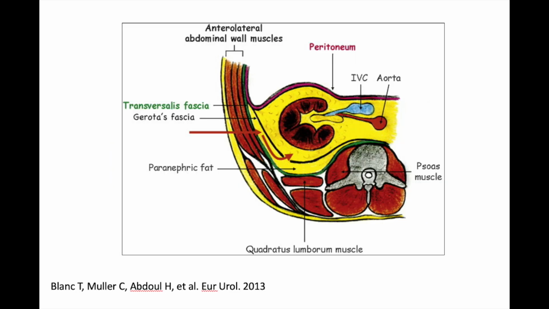Now the biggest question is how to access the retroperitoneal space. The best reference article which you can get is from the El Ghoneimi group from France, which was published in European Urology in 2013. So to access the retroperitoneal space, one has to have two principles in mind.